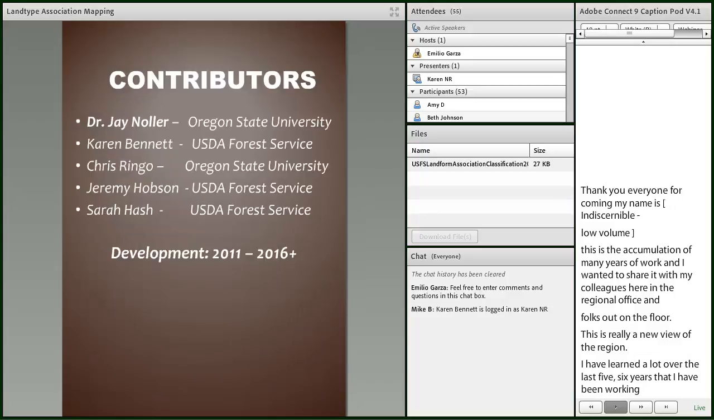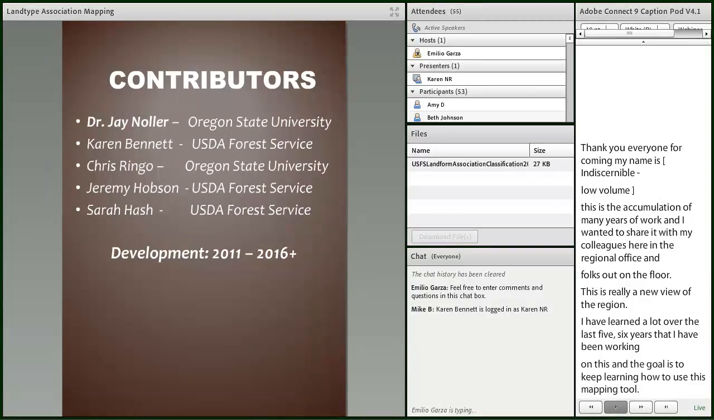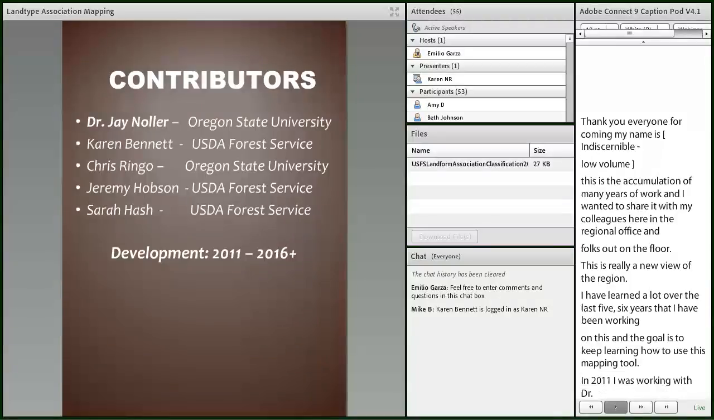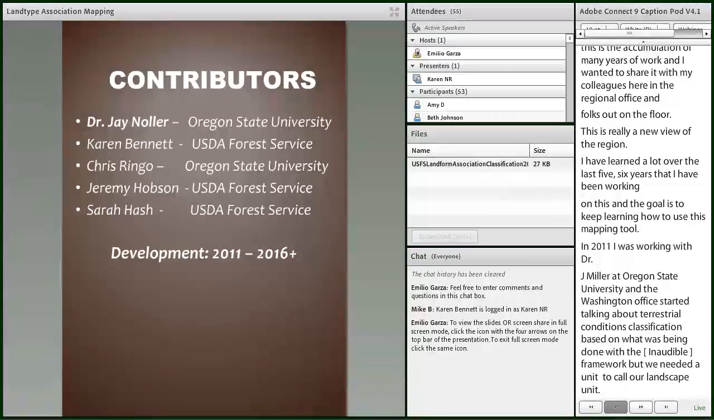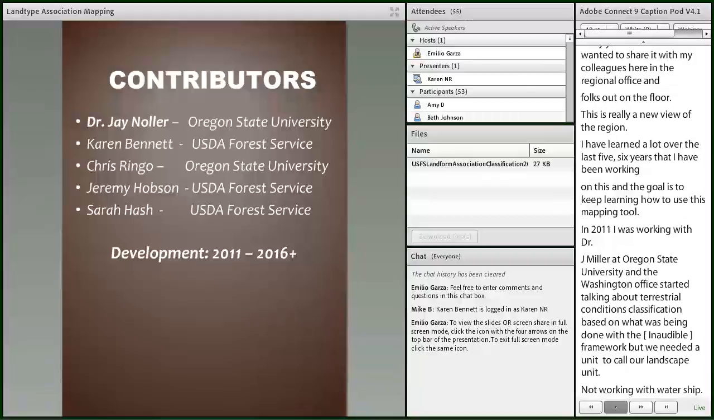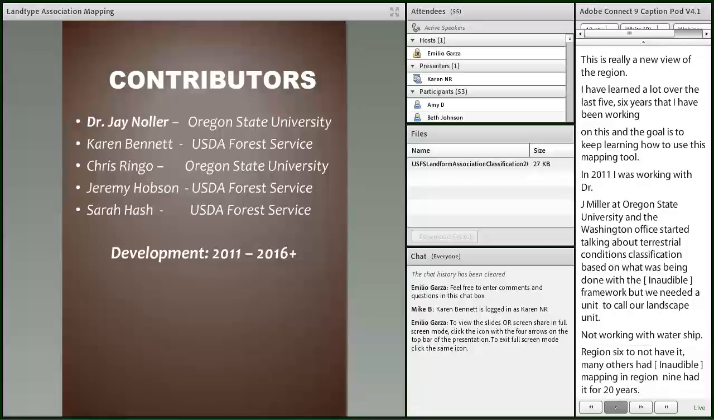So basically in 2011, I was working with Dr. Jay Noller at Oregon State University, and the Washington office started talking about terrestrial condition classification, kind of based on what was being done with the watershed condition framework. But we needed a unit to call our landscape unit, you know, not working with watersheds. And Region 6 didn't have it. Many of the other regions had what we call Landtype Association mapping. Region 9 has had it for 20 years, but Region 6 did not have it. So we embarked on this process, which I'll share with you today.